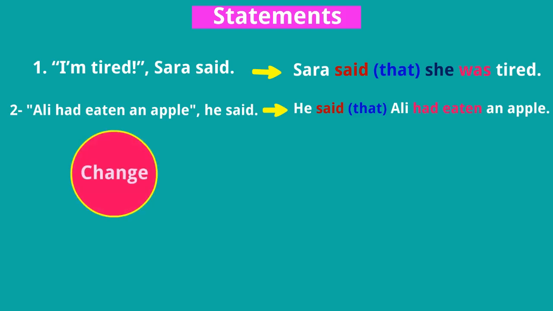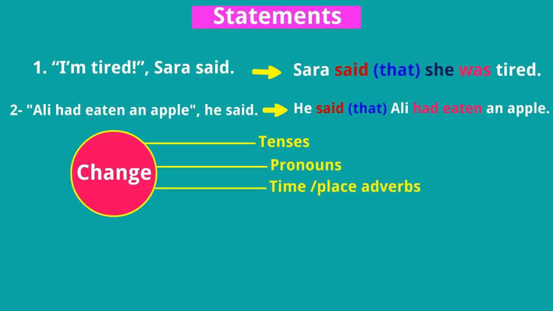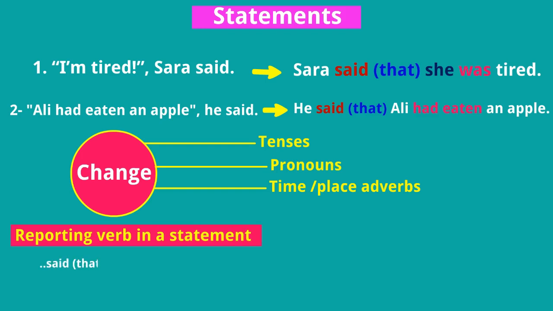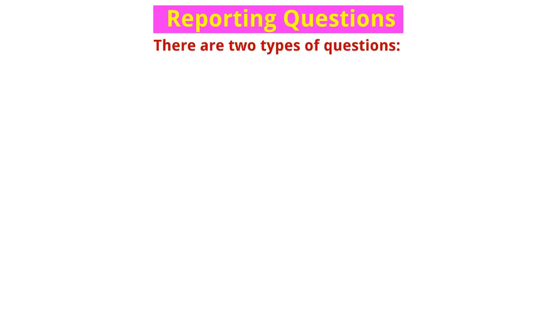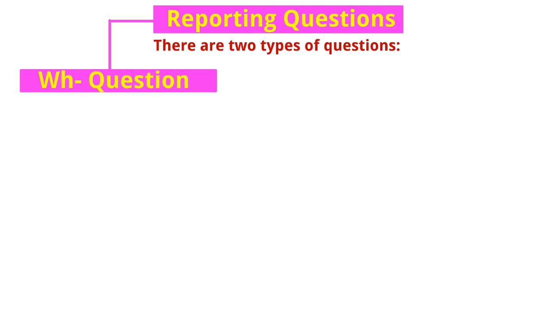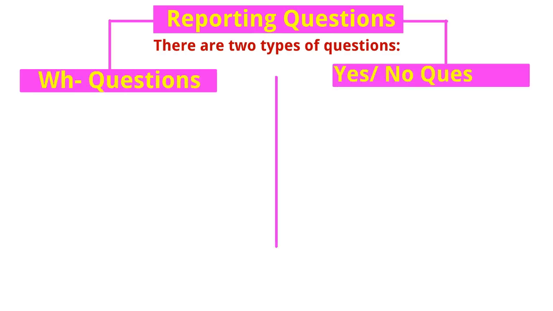So generally in a statement you have to change tenses, pronouns, time and place adverbs and all the things we have seen before. So the reporting verb in a statement is always said that, told plus indirect object plus that, or explained that. Let's move to reporting questions. We have two types of questions: WH questions and yes or no questions.